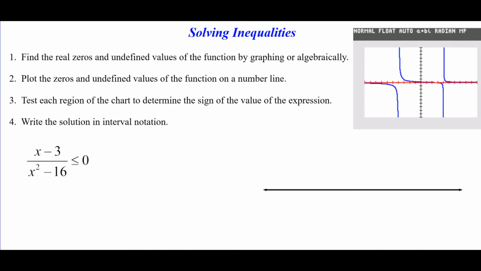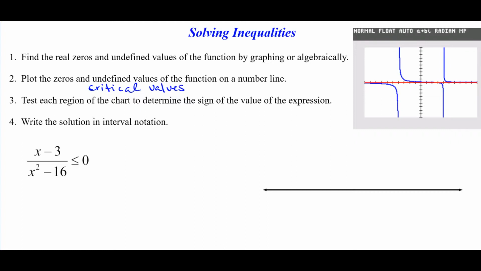Once I have those values, I'm going to mark them on the number line. Remember, these are my critical values, so I would mark those critical values on the number line. And then we're going to test each region of the number line to create our sign chart again, just like we did before, and then convert that into interval notation, because we're going to put our answers in interval notation.